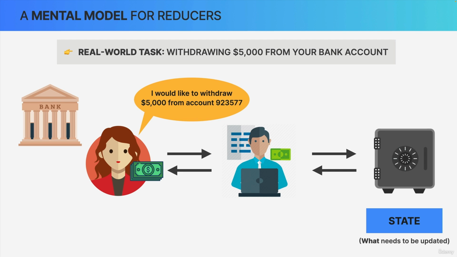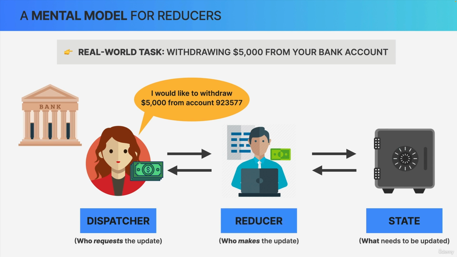So starting from the beginning, what do you think the customer going to the bank represents in this analogy? Well, the customer going to the bank and requesting the money is clearly the dispatcher, because it is who is requesting the state update, right? And they are doing so by going to the person and requesting to withdraw the $5,000. So, what is the reducer here and what is the action? Well, the reducer is going to be the person working at the bank, because that's the one who actually makes the update. In this case, it's the one who goes to the vault to get your money.